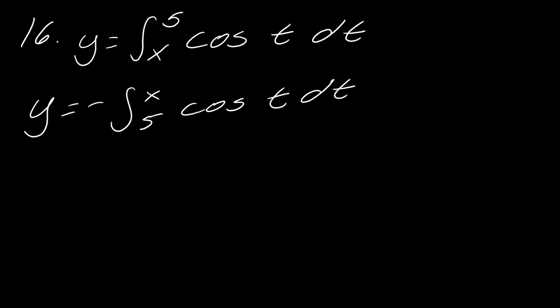Okay, so now I can go ahead and integrate this. I've got this now in that form that I need for the fundamental theorem of calculus part 1. So this will just become negative cosine of x, and we're done.